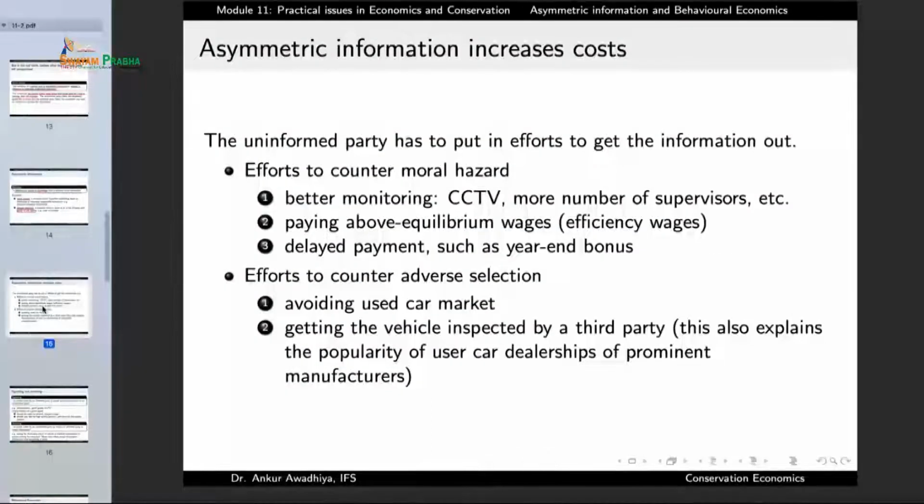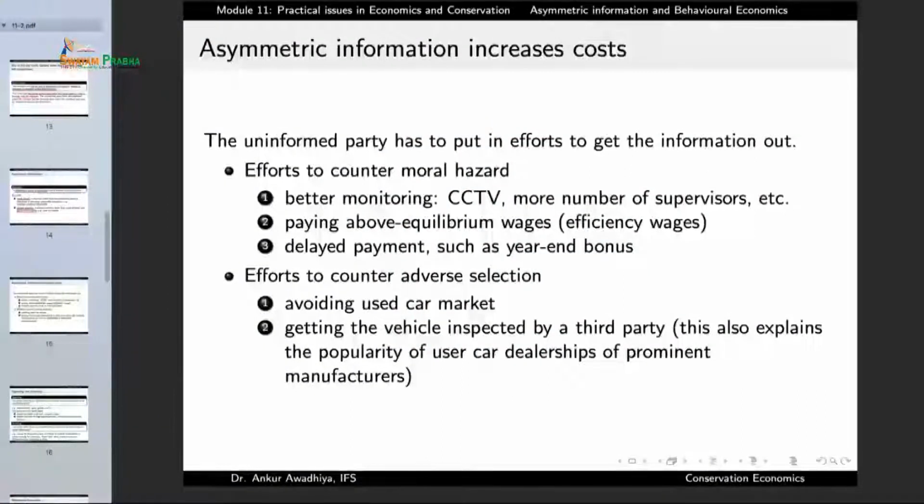And when we have these situations, in a number of cases, they increase the cost of transaction. Now, remember that when we talked about the total surplus, we had said that the cost should be low, because when the costs are low, then the welfare is maximized, the surplus is maximized. But the problem with asymmetric information is that it increases costs because the uninformed party has to put in effort to get the information out, such as go for better monitoring, install a CCTV camera, employ more supervisors.